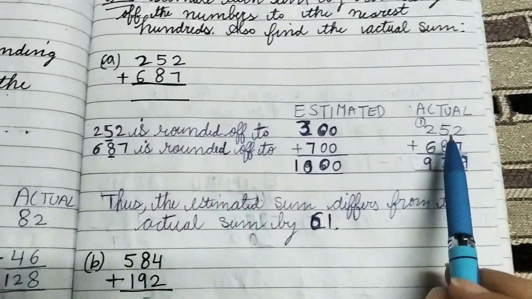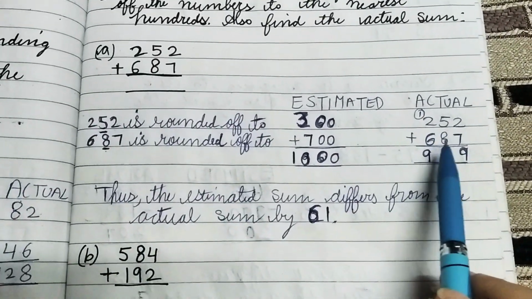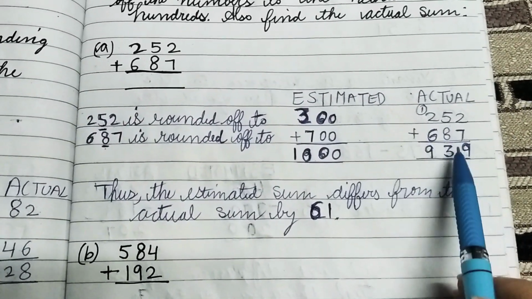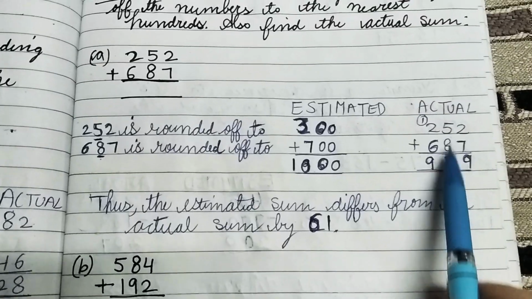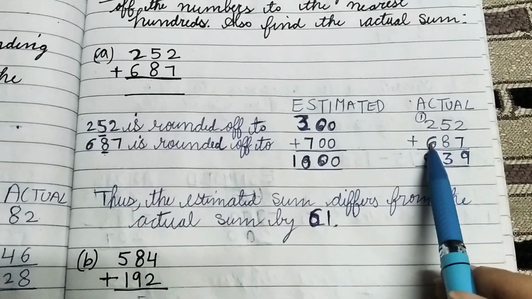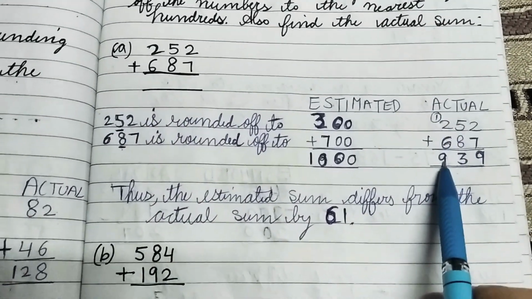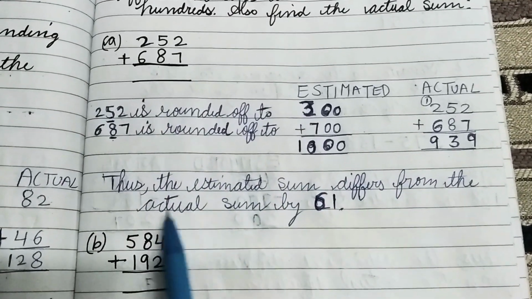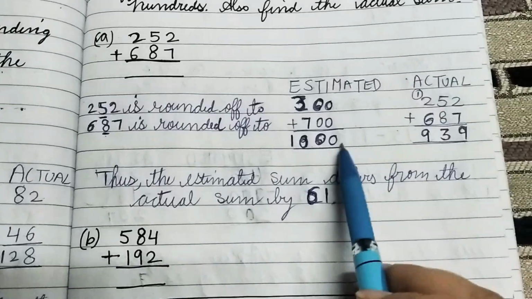What is the actual sum? 252 plus 687. 2 plus 7 is 9. 5 plus 8 is 13. 3 here, you will write down below. 1 will be carried over. 6 plus 2 plus 1 is 9. That means the estimated sum differs from the actual sum by 61.